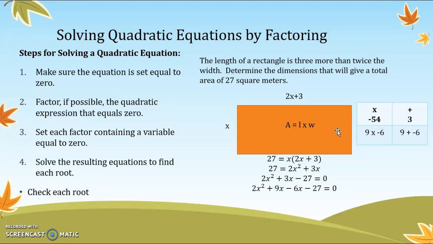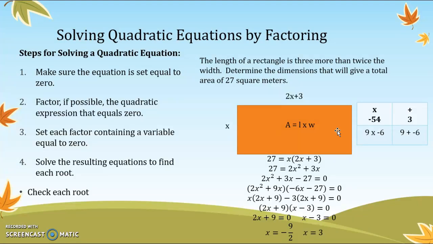We have 4 terms, which we know we need to factor by grouping, so I'll group my first 2 and my last 2 together. The first 2 share an x in common. When I divide them by x, I'm left with 2x plus 9. My second set are divisible by negative 3, and when I divide them by negative 3, I get 2x plus 9. Now we have a common binomial of 2x plus 9 with the leftovers of x minus 3. Now that it's factored and set equal to 0, we'll set each factored piece equal to 0. When I solve, I end up with x equal to negative 9 halves and x equal to 3.